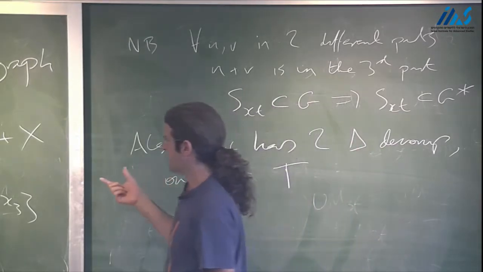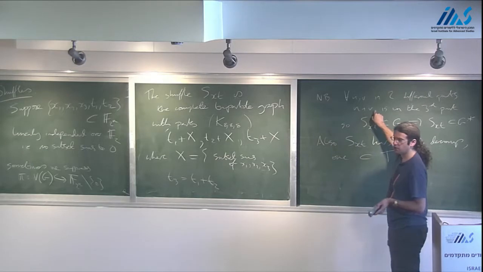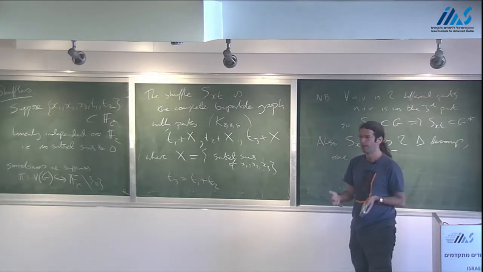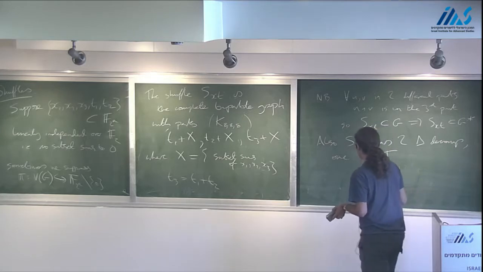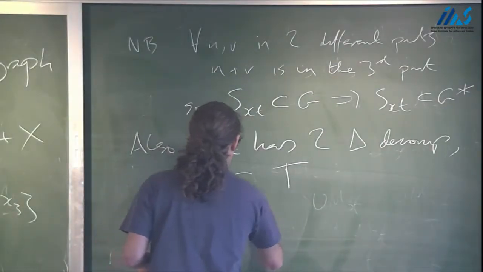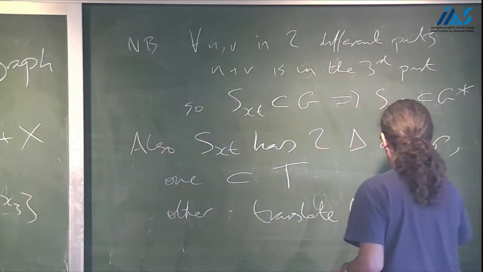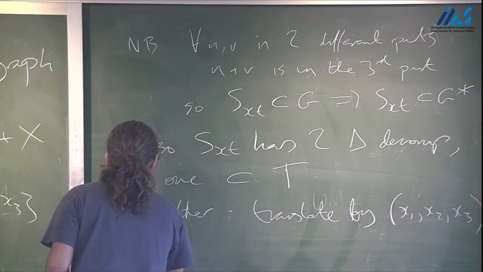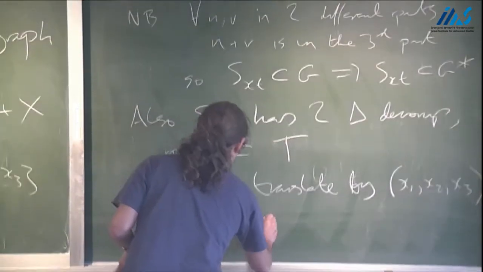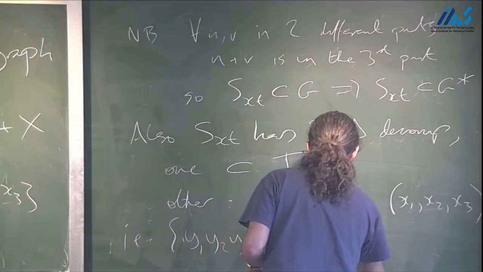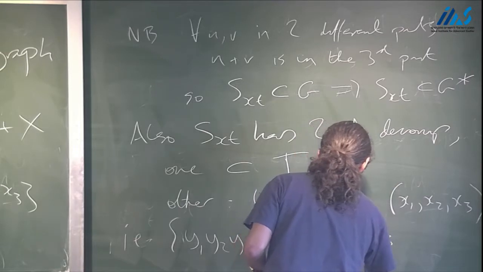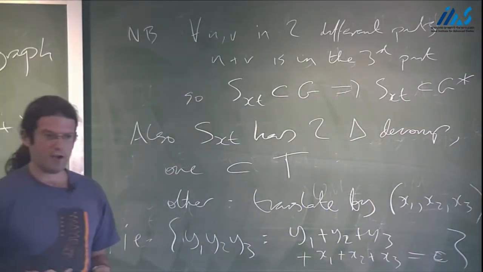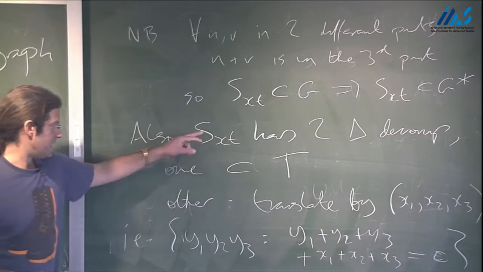For any UV which is an edge in this shuffle, I have U plus V in the third part. So that defines the triangle of the template which contains that edge. And the other, I'll translate by the vector x1, x2, x3. I take the set of all y1, y2, y3 such that y1 plus y2 plus y3 plus x1 plus x2 plus x3 is equal to 0. Okay, so this is another triangle decomposition of this shuffle S X T.